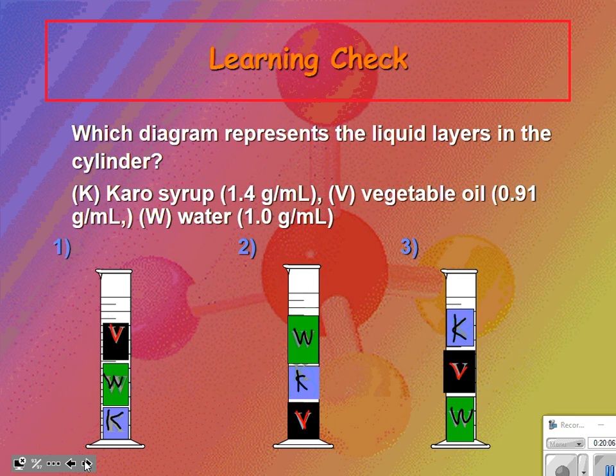So the question is, which diagram represents the correct liquid layer? How are we going to determine that? We're going to use the densities, absolutely, but how? The most dense of these will be on the bottom. What is the most dense? Karo. So it's got to be number 1, right? Because that's the only one where the Karo syrup is on the bottom.